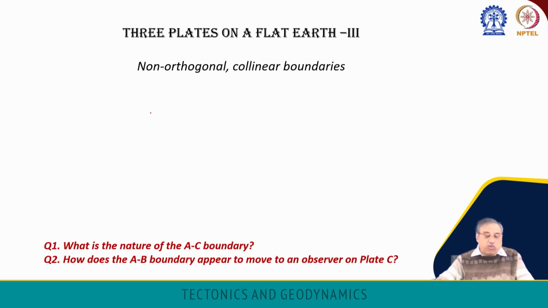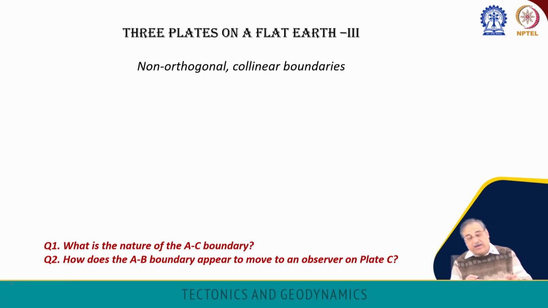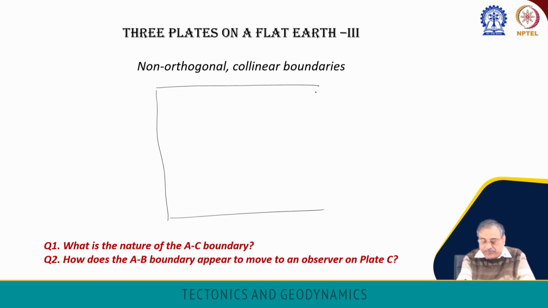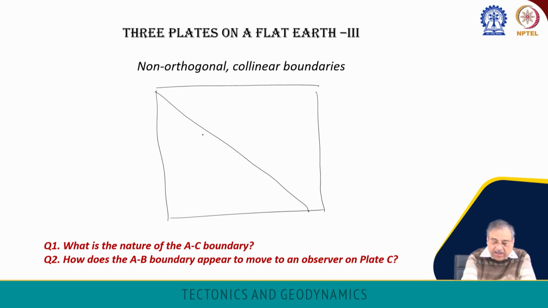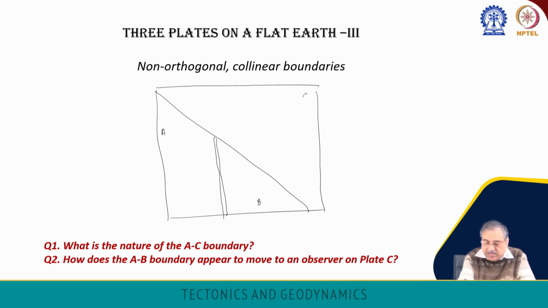Now let's go into a case which is a little different. We've talked so far about orthogonal collinear boundaries. So what if we have a non-orthogonal collinear boundary? Once again, let's imagine a three-plate system like this, and in this case let us say that there is a boundary like this, and there is a boundary here. Now let's define three plates. We'll call this plate A, plate B, and let this be plate C.